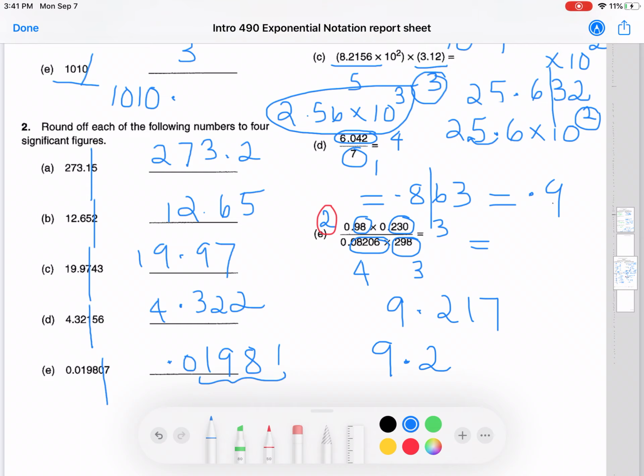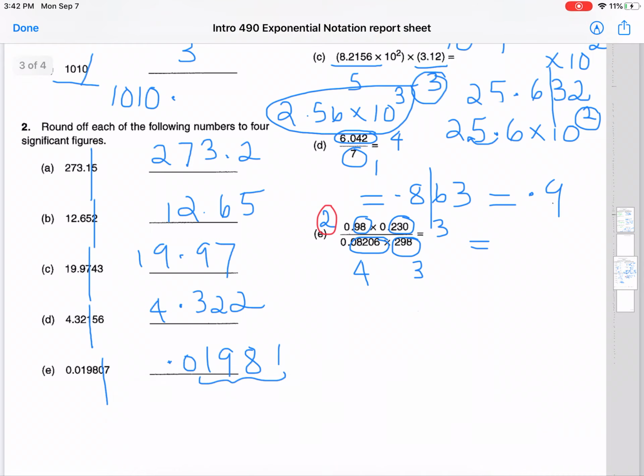We do this calculation again. 0.98 times 0.230. I'm missing an exponent. You also do this calculation and check to see if I am missing anything. 0.8206 over 298. Yes, I'm missing some exponent. Since I circled, I forgot to include the decimal point. So that's what happened.